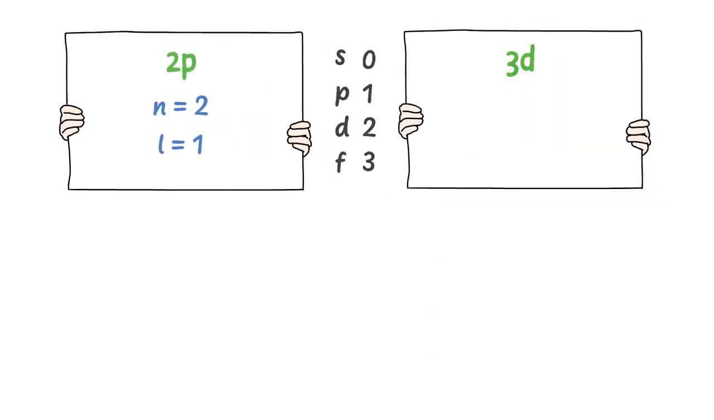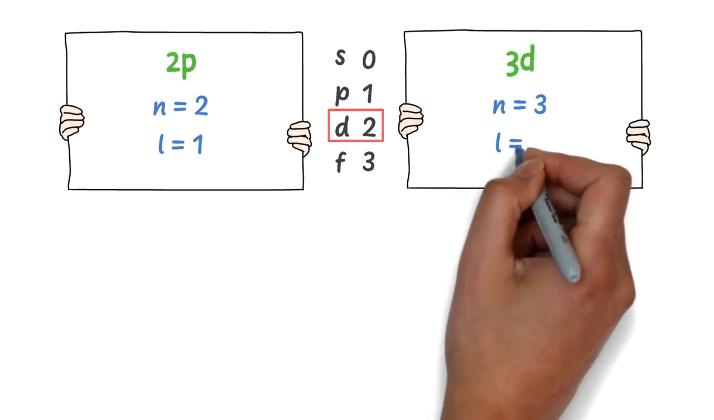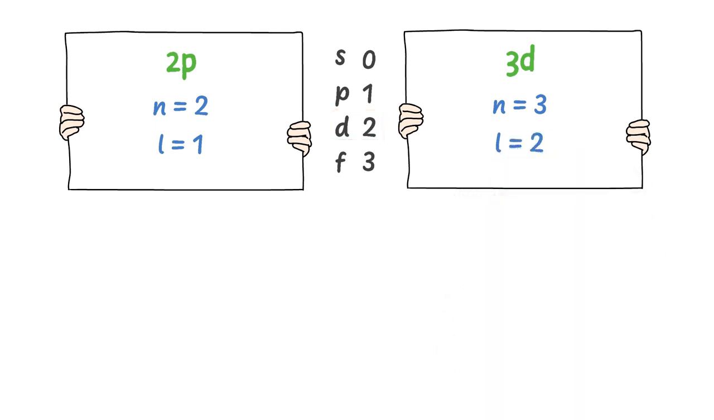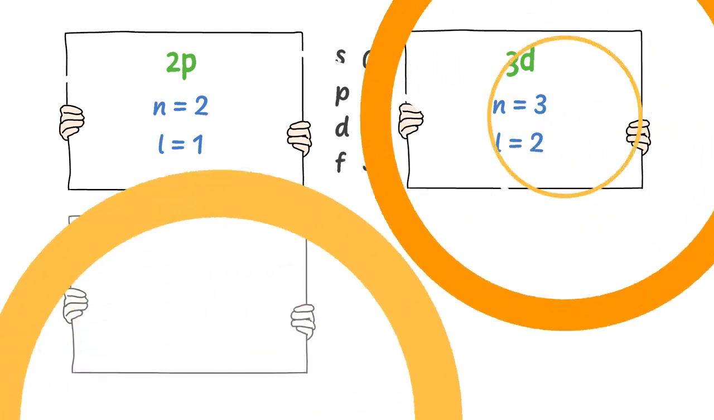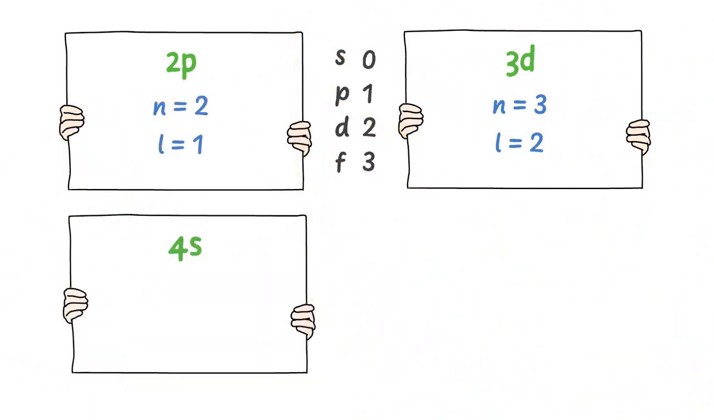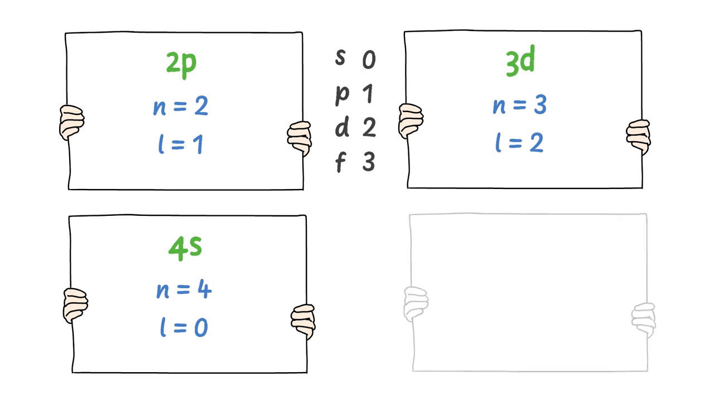Consider 3d. Here n is equal to 3. The value of d is 2, so l is equal to 2. Hence for 3d, n is equal to 3, l is equal to 2. Consider 4s. Here n is equal to 4, the value of s is 0, so l is equal to 0. Hence for 4s, n is equal to 4 and l is equal to 0.